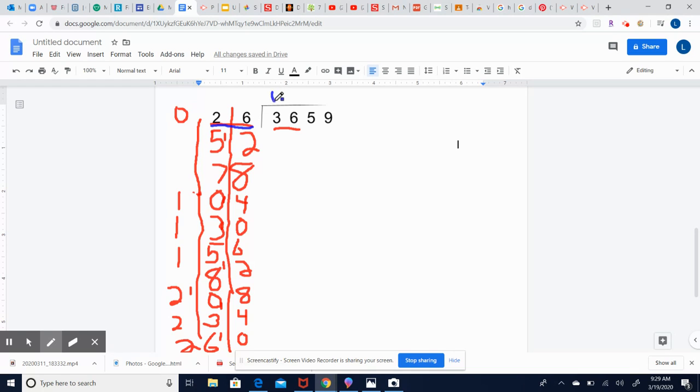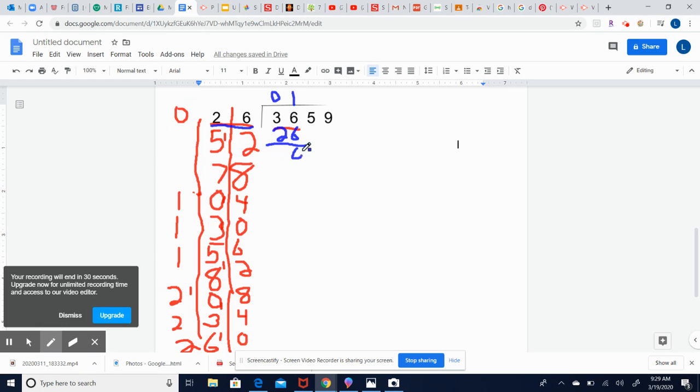And so you're going to use your 0 and your 1. And now you know that 1 times 26 is 26. 6 minus 6 is 0. 3 minus 2 is 1. So then we're going to bring down our 5.